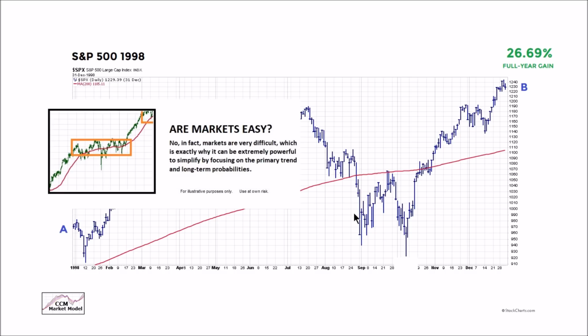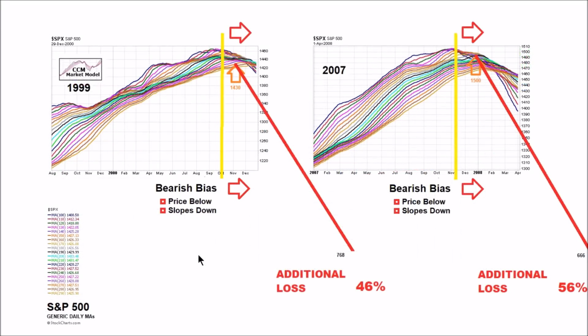The basic moral of the story here is, are markets easy? No. Markets are incredibly difficult, which is exactly why it can be extremely powerful to simplify by focusing on the primary trend and long-term probabilities. Just to give ourselves some type of mathematical reference point, and notice a mathematical reference point is important. It has nothing to do with opinions or forecasts.